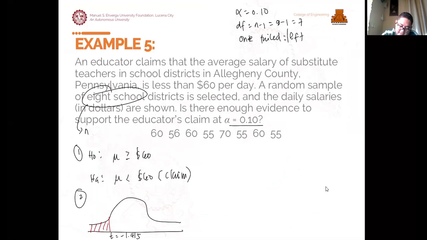Ngayon, identify natin yung sa formula natin. T prime is X bar minus mu all over standard deviation over square root of n. Pero ang problema natin, wala pa tayong value ni bar x. Okay? So again, para makuha si bar x, wala din tayong standard deviation. So, pwedeng gamitin ulit natin yung calcu natin. Okay, ito yung calcu ulit natin.